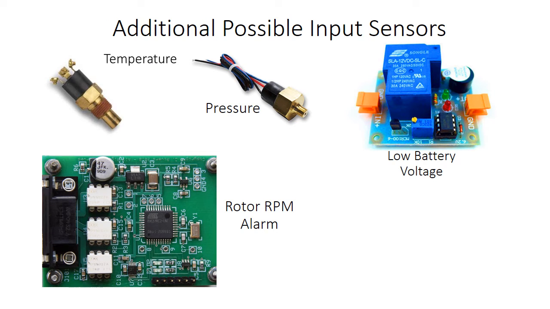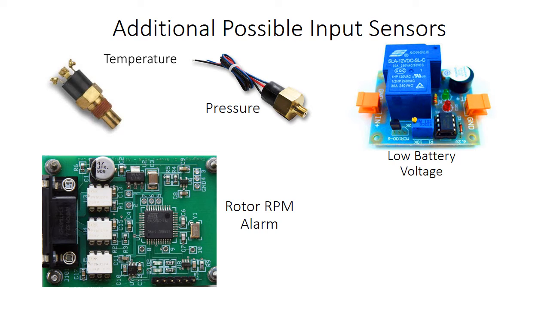Here's some of the input devices that you could use. The lower left is my rotor alarm, RPM alarm that throws out 3 alarms. These are solid state relays right here that drive those 3 alarms, and they are a low rotor, high rotor, and rotor red line. So those go off at less than 610 RPM, more than 620, and more than 635.